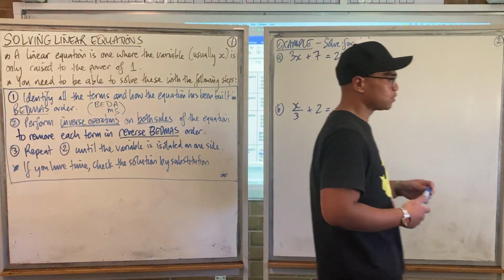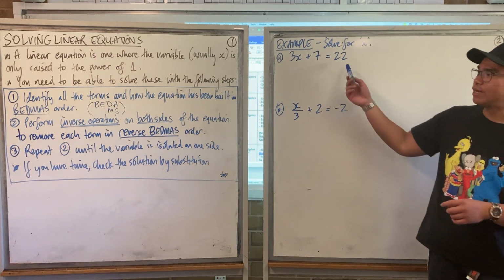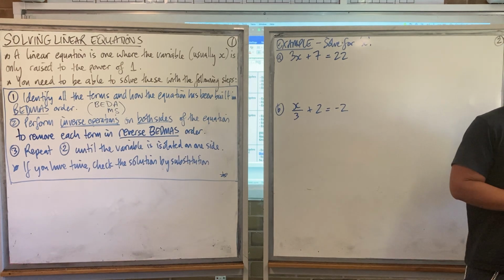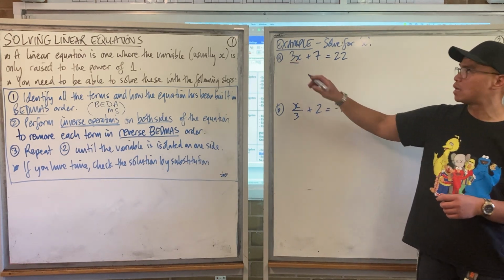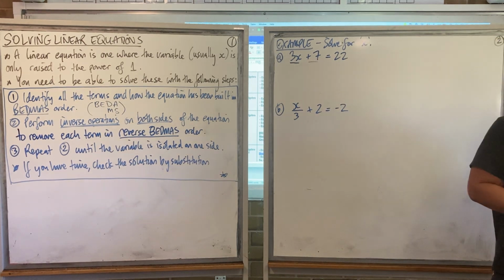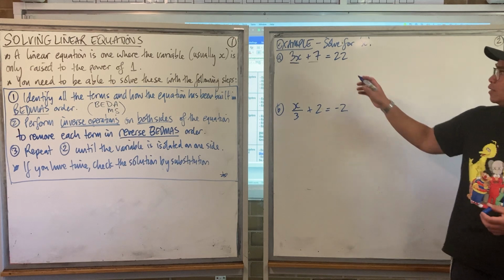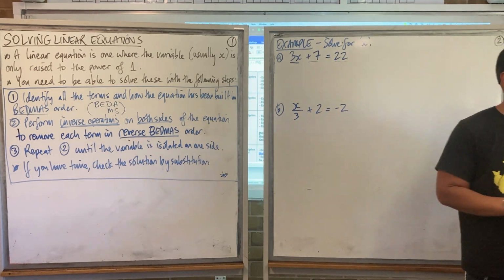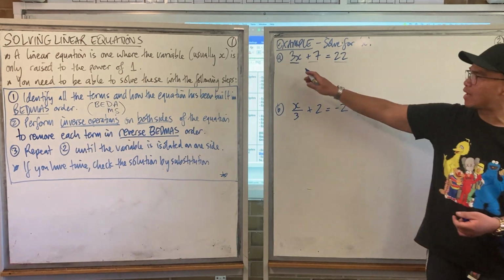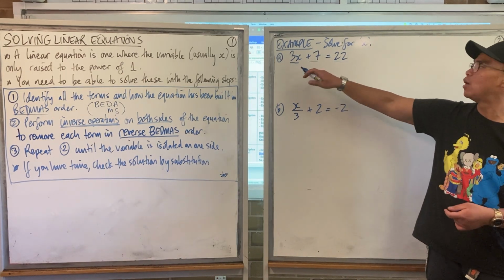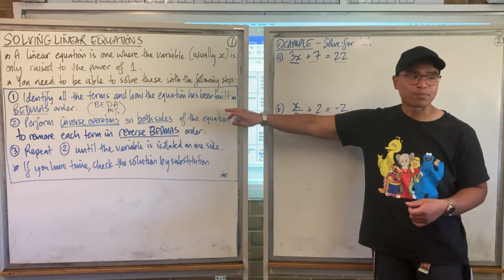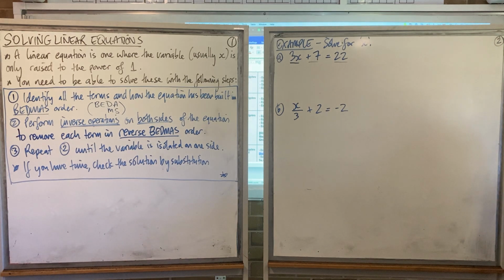Let's apply those steps. 3x plus 7 equals 22. Identify all the terms and how the equation has been built in BEDMAS order. This is a term. I multiplied x by 3. This is another term, plus 7. I added 7 to the answer, and it equals 22, another term on the other side. So what would be done first if I was working this out? I'll do the multiplication first, and then I would add 7 to it, and then I have my answer. Okay? So we have just done step 1. I identified the terms and I worked out how it was built up.